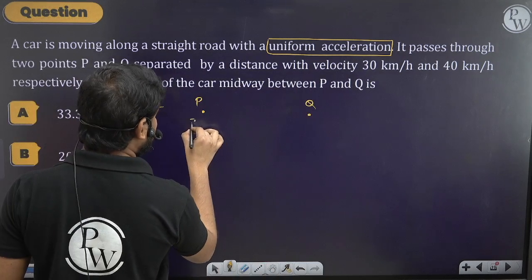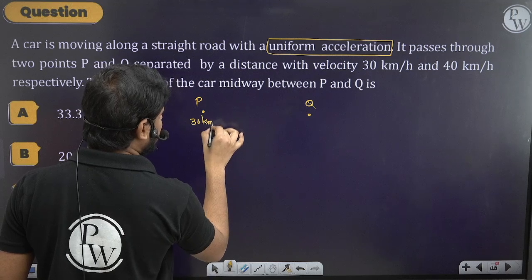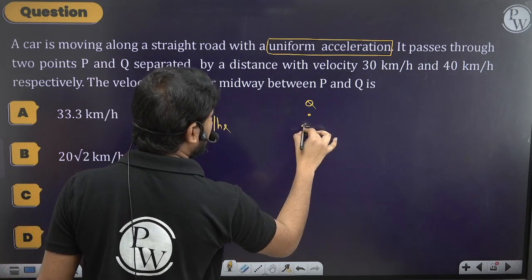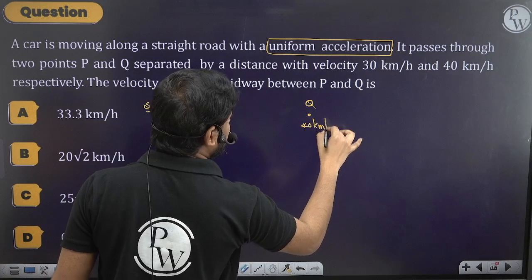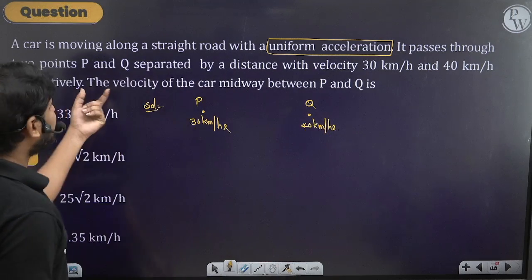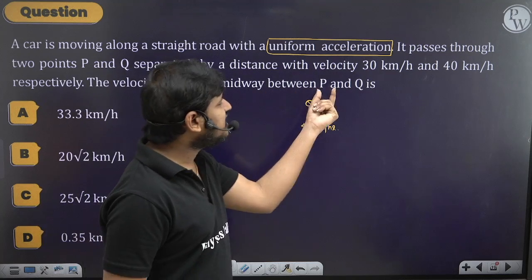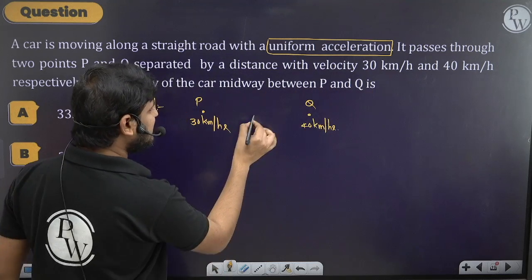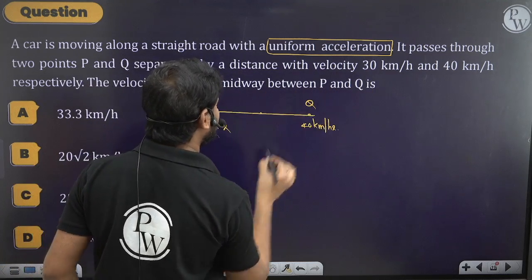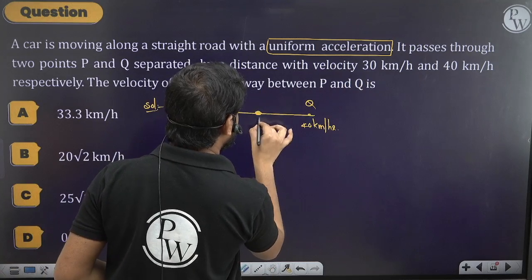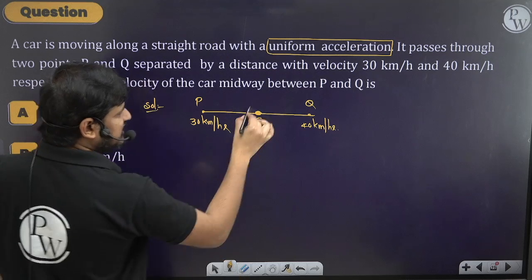So at P the velocity is 30 km per hour and at Q the velocity is 40 km per hour. Then they are asking the velocity of the car midway between P and Q. So exactly in the middle. What is the velocity at this point? See, let the velocity be V.